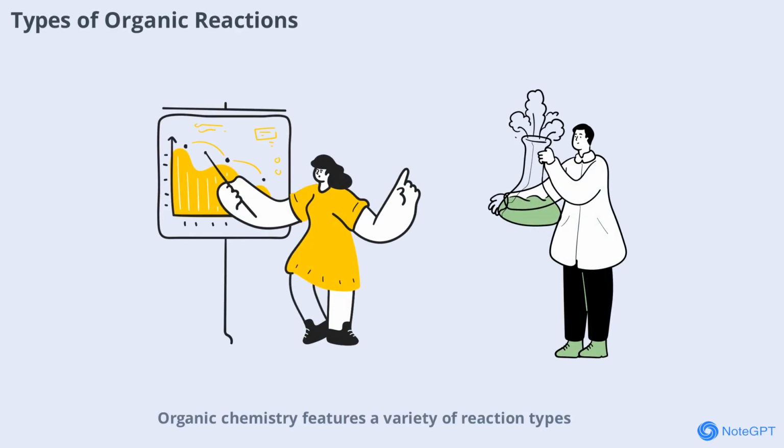Organic chemistry features a variety of reaction types, each with its own characteristic mechanism. The main categories include substitution, addition, elimination, and rearrangement reactions. Each type involves different patterns of bond breaking and forming, and understanding these patterns is crucial for predicting reaction outcomes. In the next scenes, we'll explore each type in detail, starting with substitution reactions and see how their mechanisms differ.